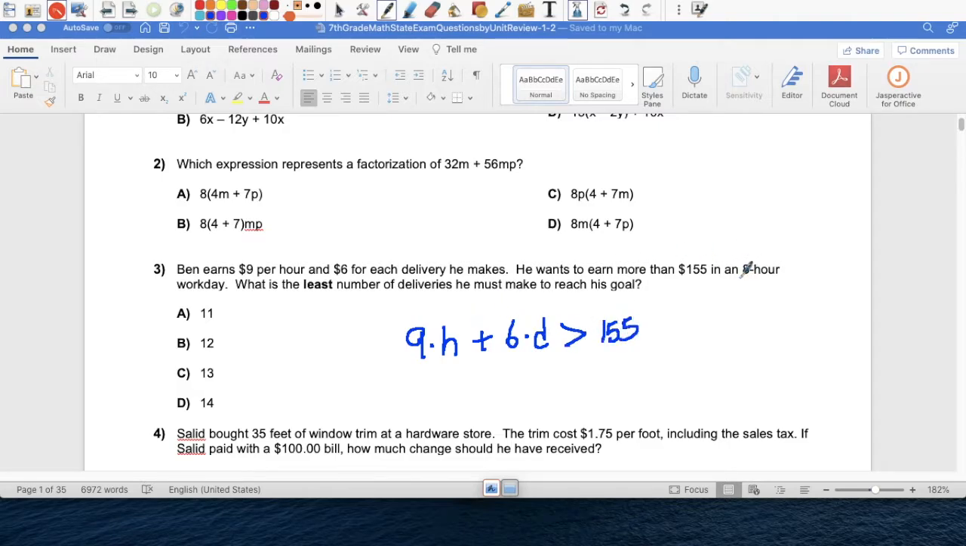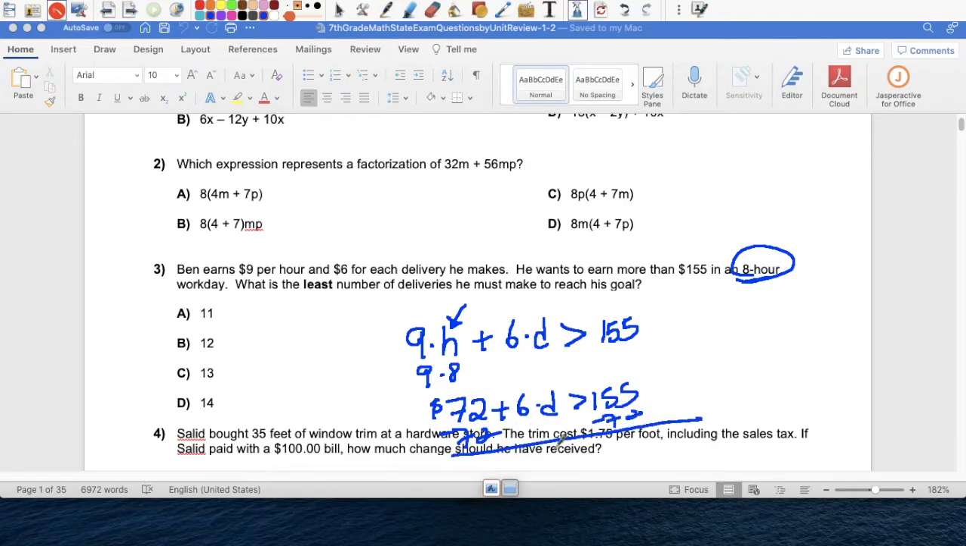Now, I know he works 8 hours, so that 8 I can substitute over here. So instead of 9h, that would be 9 times 8. And we know that in an 8-hour shift, he's going to make $72. So 72 plus 6 times D has to be greater than 155. And then we can solve for D. Minus 72, minus 72. You get 6D greater than 83, 155 minus 72 is 83.